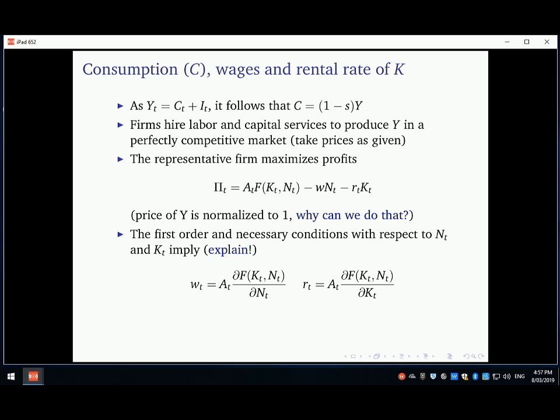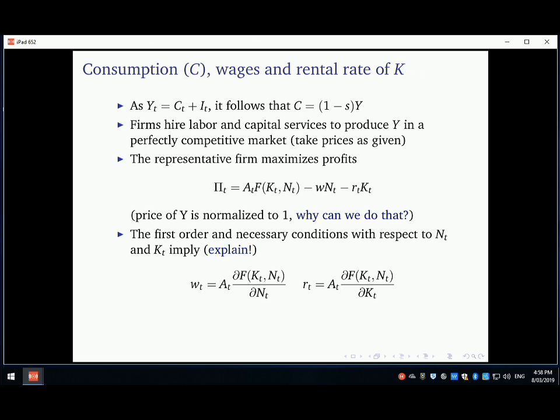Okay? So that's intuitively what's going on here. Now, when you do the same for the rental rate, it's similar. The cost of renting a machine that is given out there for you to be optimizing has to be equal to the marginal product of that additional machine. The marginal product of that additional machine equals the rental rate, and the wage equals the marginal product of labor. That is where these firms are optimizing.